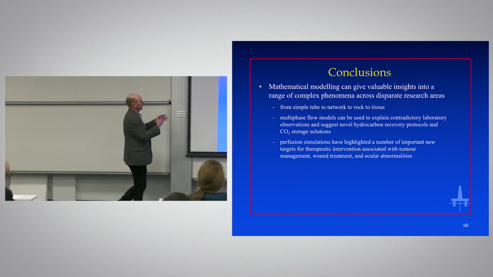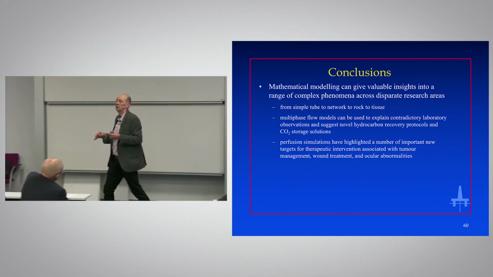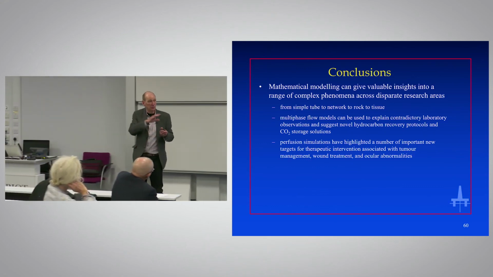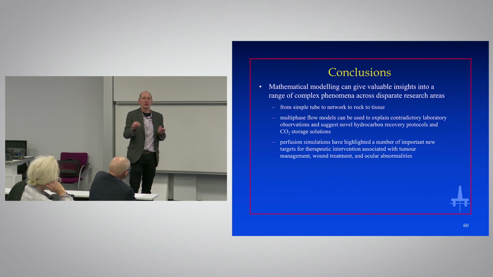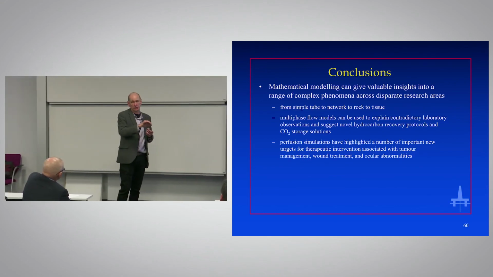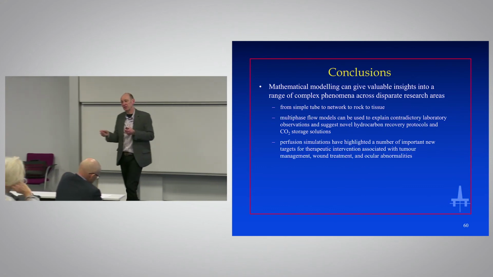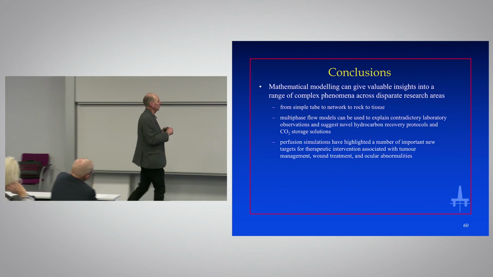My blood flow results have highlighted a number of important targets for therapeutic intervention, which I haven't really talked about here, but you could use these models to target different parts of the vascular network. You might want to target immature vessels, that's what an anti-angiogenic treatment would do, or use antivascular agents to target more mature parts of the blood vessel network.